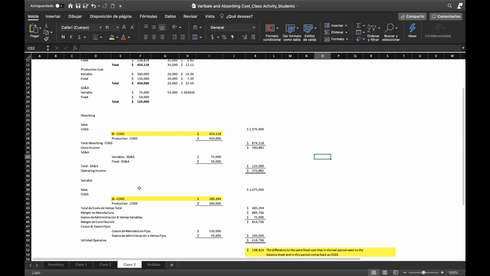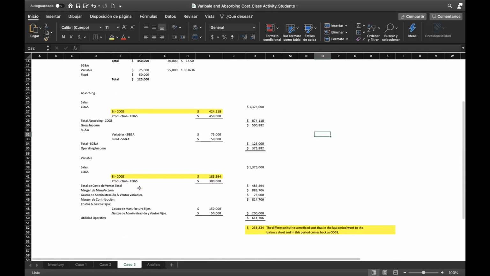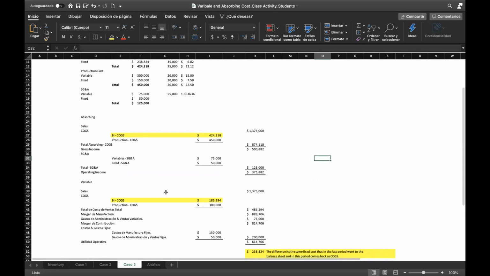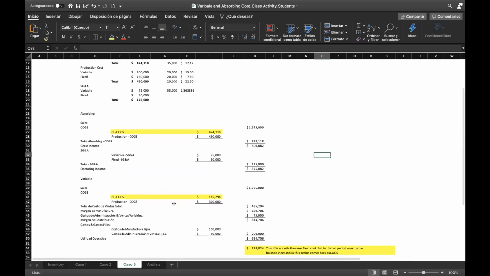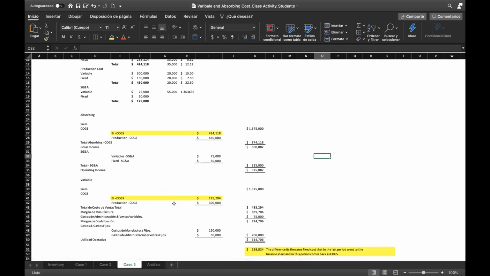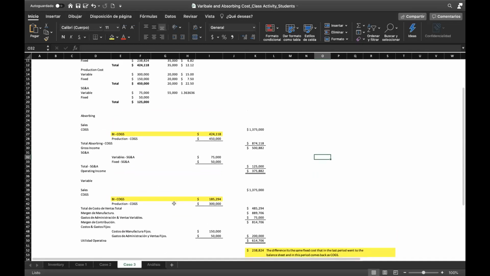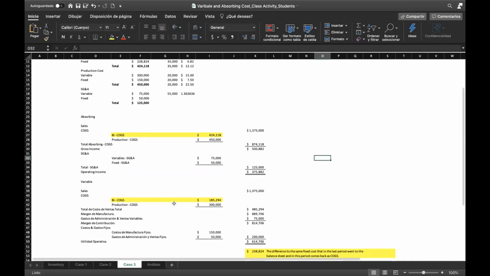Hi, teacher. Hi, so you finished? Great. Now check if the result you got is correct. If you see at the yellow rectangle, it says the difference is the same fixed cost that in the last period went to the balance sheet and in this period comes back as cost of goods sold, right? So that 238,824 pesos should be the same as the fixed value of the beginning inventory. Check that's the case. Yeah, we did. You did great, you're really smart.